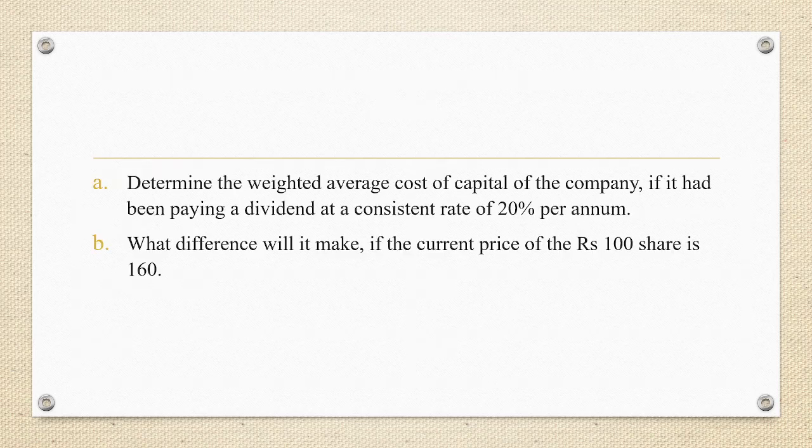Determine the weighted average cost of capital of the company if it had been paying a dividend at a consistent rate of 20% per annum. The dividend is 20% per annum. What difference will it make if the current price of rupees 100 per share is 160? So now the current price of share is 100 and later the share price will change to 160 rupees. So we will have to calculate the weighted average cost of capital for the present situation and also the new weighted average cost of capital when the market price changes to 160 rupees.